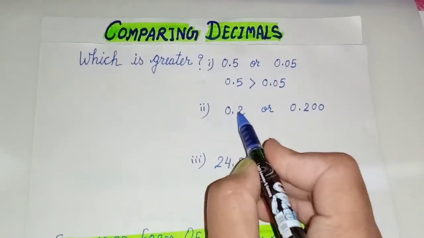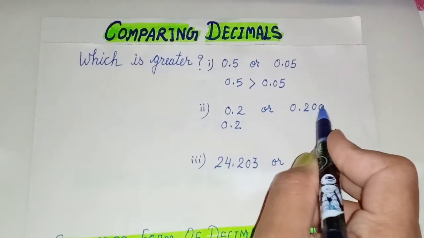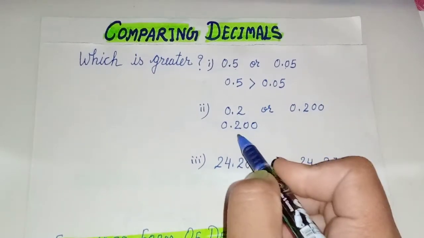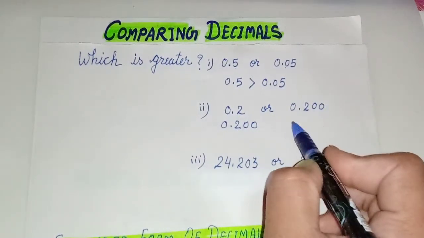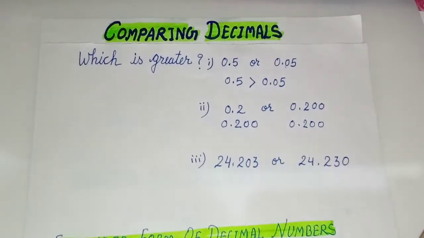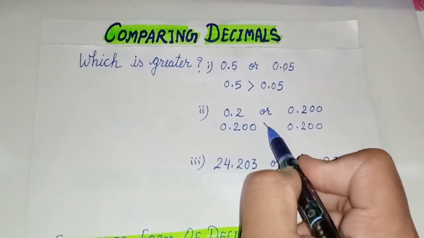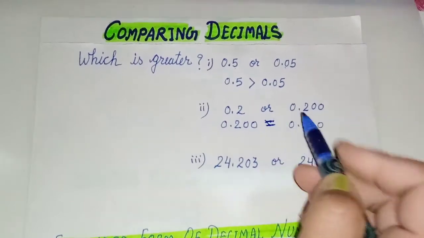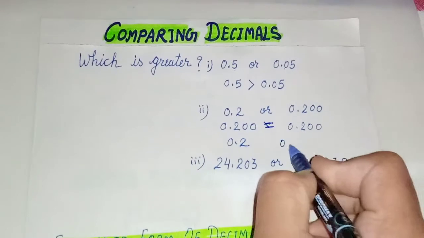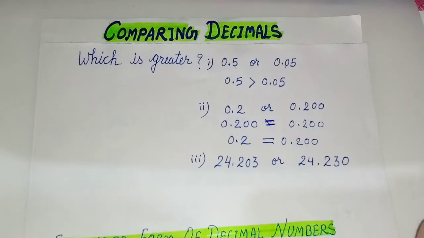So if I try to make them like, here I can see 1, 2, 3 digits. Here also 1 is already there, then 2 and 3. I made 3 digits after the point here also, and here I write the number as it is. Now you can easily see that they are both the same, so they are both equal. So we can say that 0.2 and 0.200 are equal. Got it?